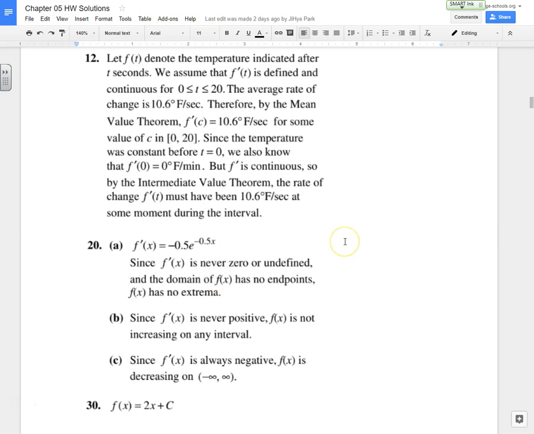Number 12 and 20. You would have found your average rate of change to be 10.6. By the mean value theorem, the instantaneous rate has to equal that average rate for some place in between 0 to 20. No, Rolle's would be derivative equals 0. This is MVT, derivative equals a number.